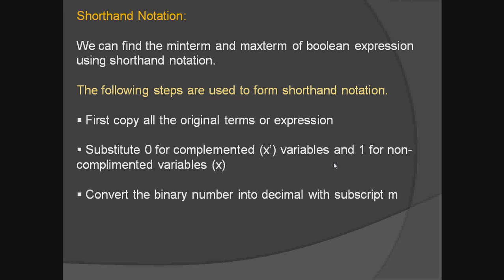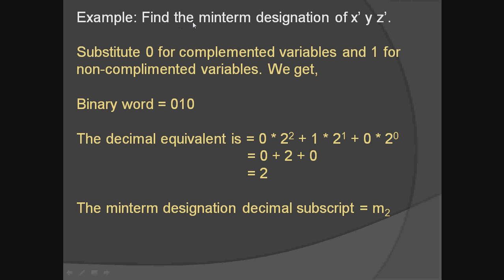So this is another method of finding the mean term notation. The first one was using the truth table. Now the second one is using this shorthand notation. Now find the mean term designation of x complement, y, and z complement. Using the shorthand notation we now find the mean term designation or the mean term notation. So here a Boolean expression is given, that is x complement, y, and z complement.